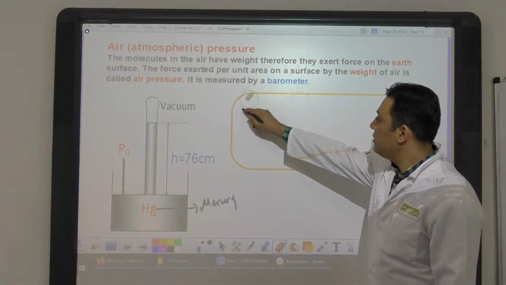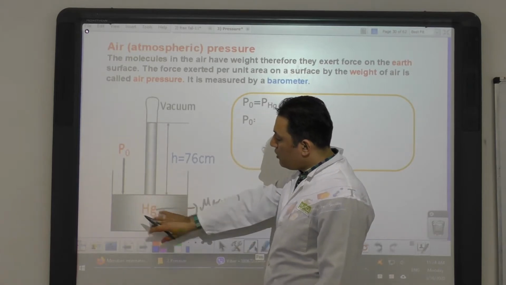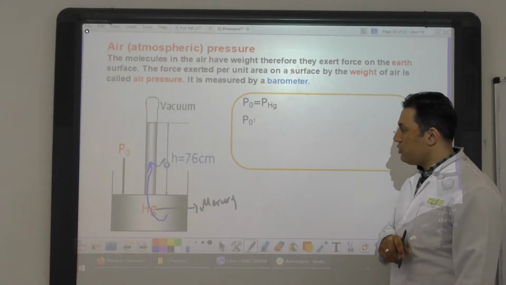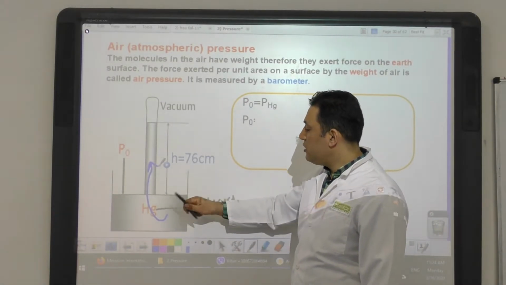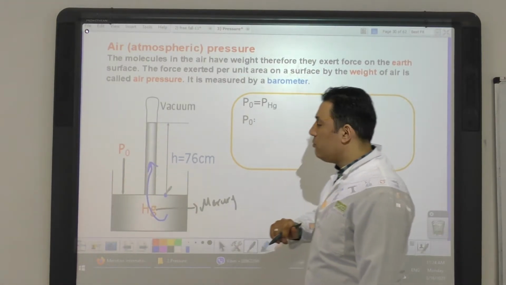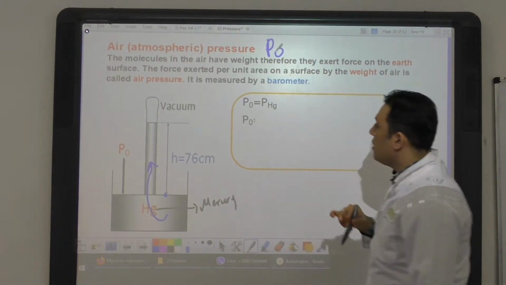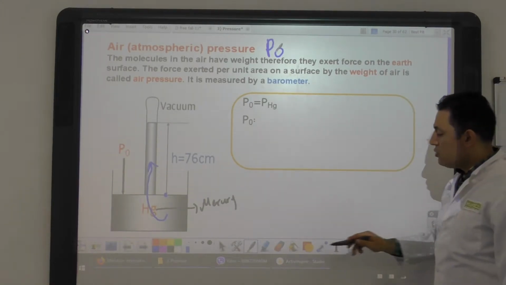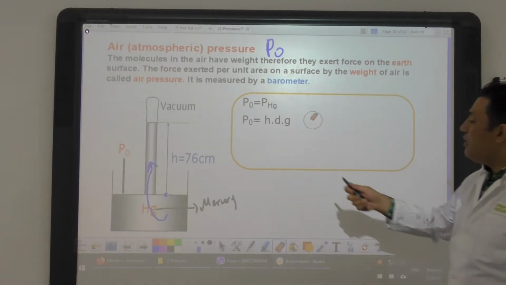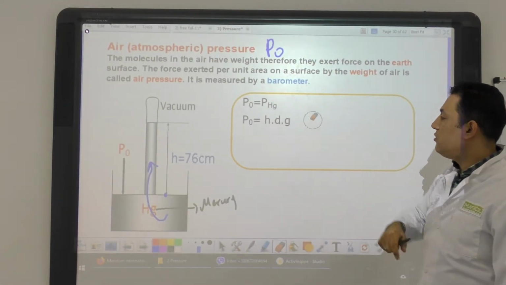So in this case, the air pushing the mercury up through the tube is equal to the air pressure. At this point, the amount of liquid in the tube is equal to the air pressure. Air pressure is abbreviated by P0. P0 means the air pressure. So P0 is equal to h times d times g. This is the formula for calculating liquid pressure: depth, density of the liquid, and gravitational acceleration.